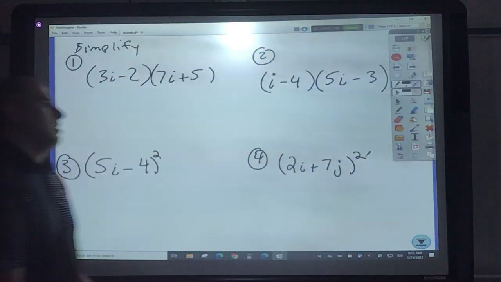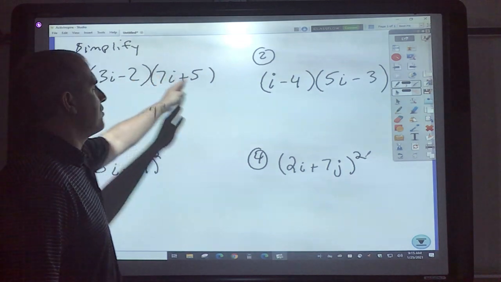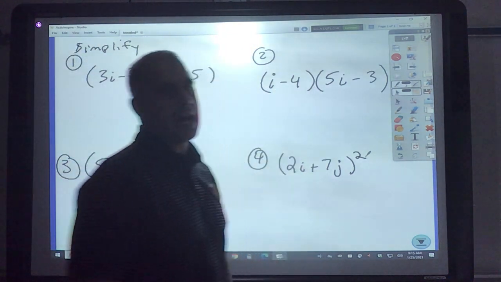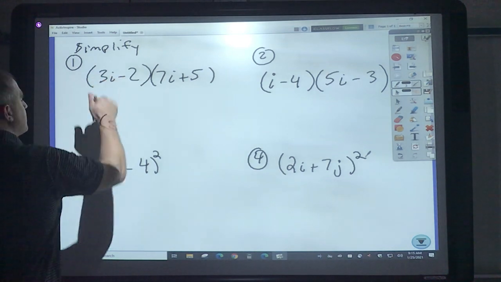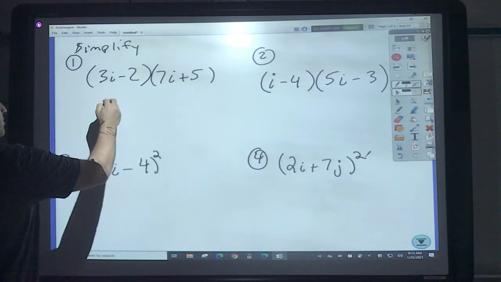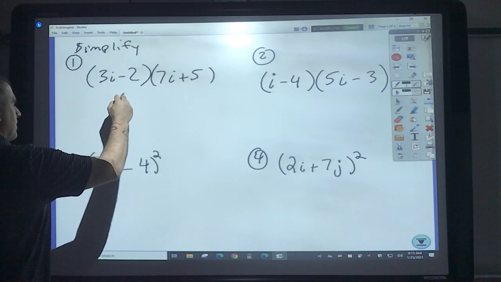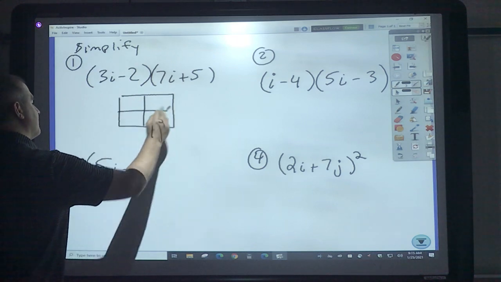Okay, so I want to start off with these examples of multiplication. As you can see, the way you know there's multiplication is there is no sign between those. You have multiple terms. In this parentheses you have two terms, and in this parentheses you have two terms. So what we're going to do is something called box multiplication.